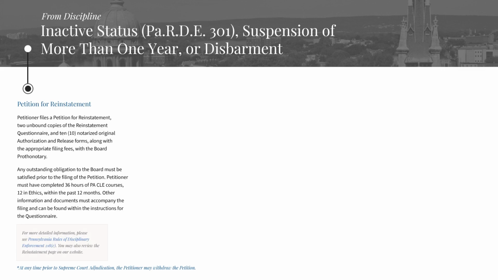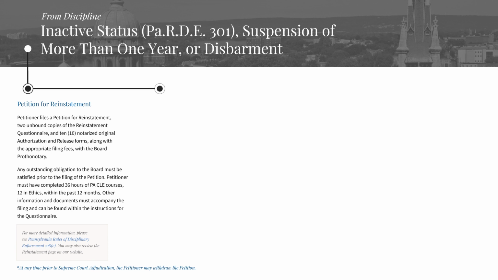You must file a petition for reinstatement, including all required documents, along with the appropriate filing fees, by mail with a board prothonotary. Instructions for filing your petition can be found within the Reinstatement questionnaire. A list of all required documents and CLE requirements can also be found within the questionnaire. Any outstanding obligation to the board must be satisfied prior to filing the petition.